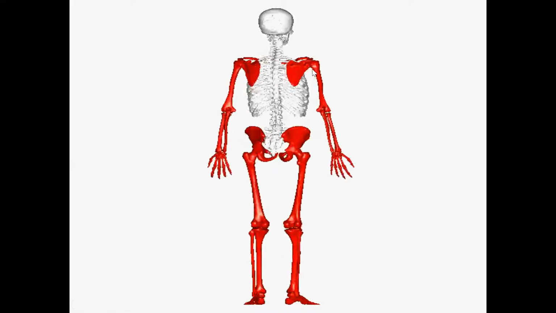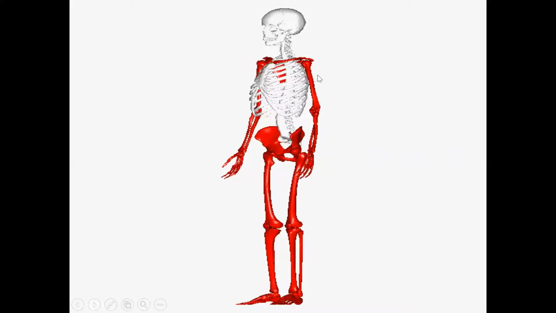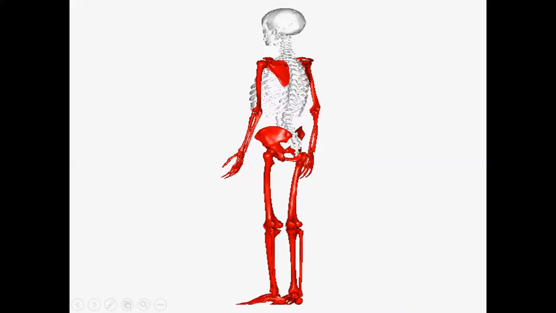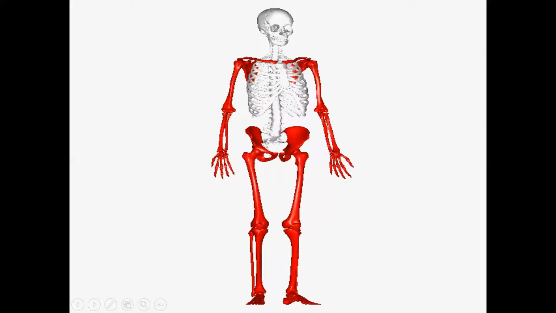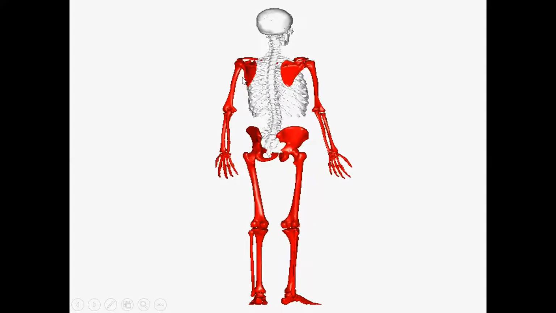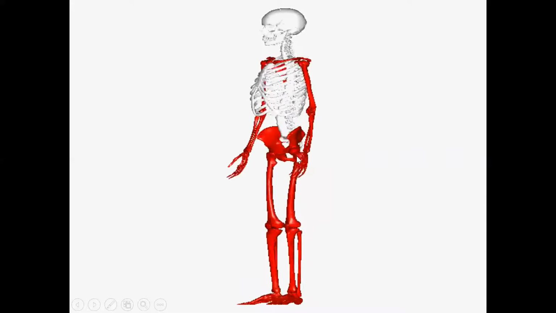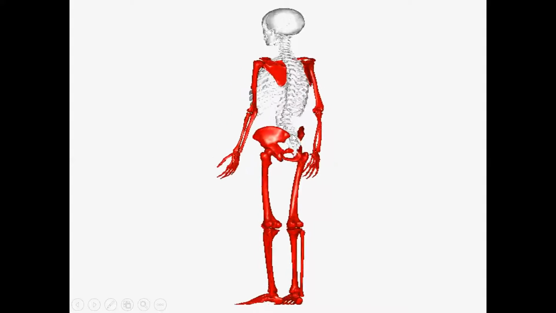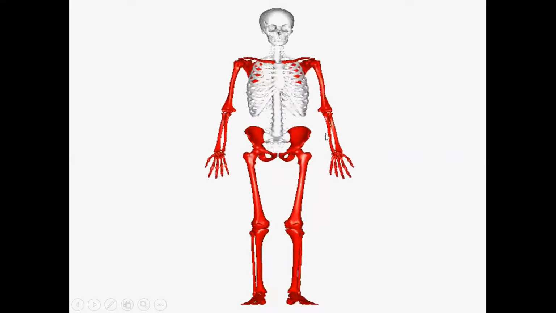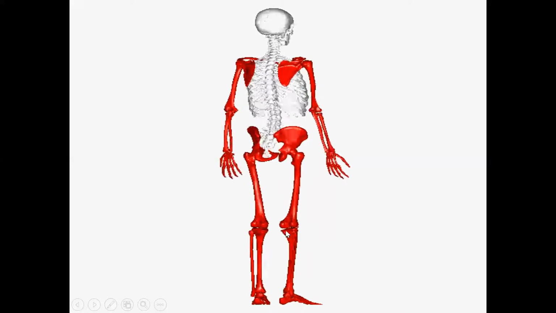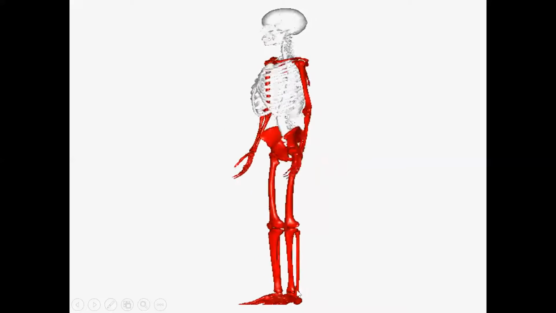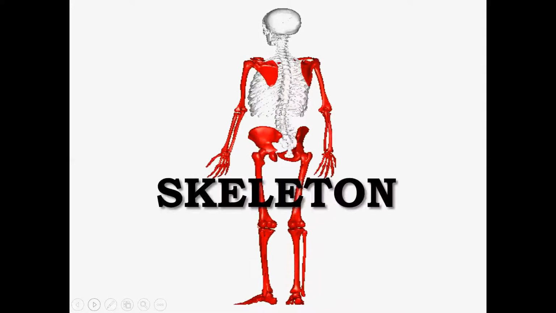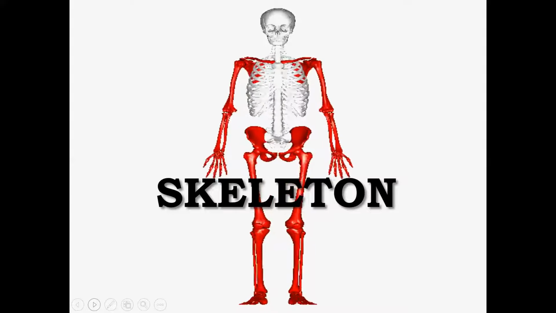Now, this is the skull. These are collarbones and these are shoulder blades. And this is the rib cage, upper arm and lower arm bones, hand bones, chest bone, backbone, shoulder girdle, pelvic girdle, thigh bone, leg bones, and foot bones. Now, in detail, we are going to learn about the skeleton.